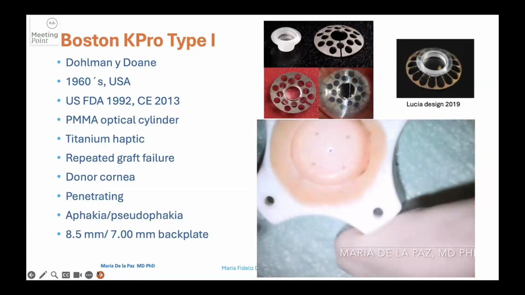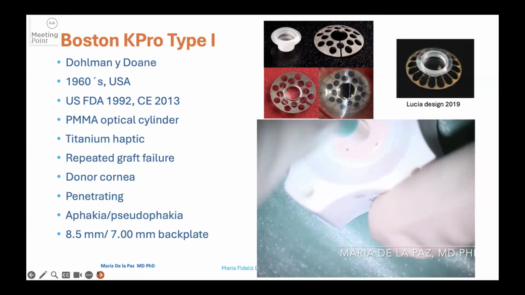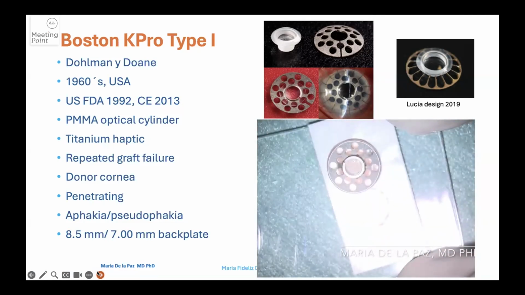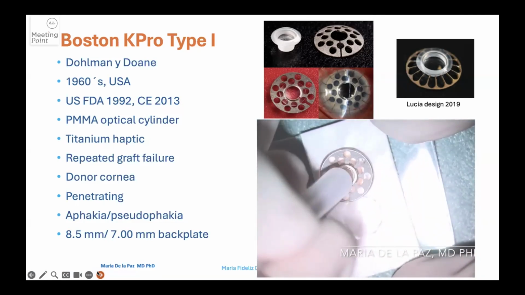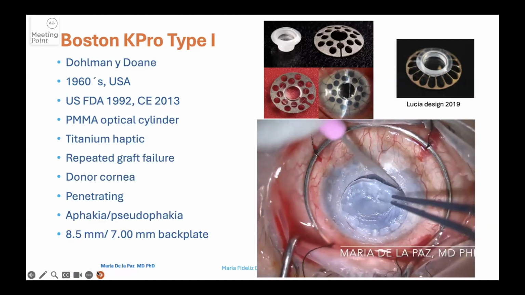So the surgery is straightforward for any surgeon who has done a penetrating corneal graft. It's been there since the 1960s, approved in Europe in 2013. It has a PMMA optical cylinder. The model that we have in Europe has a titanium haptic.